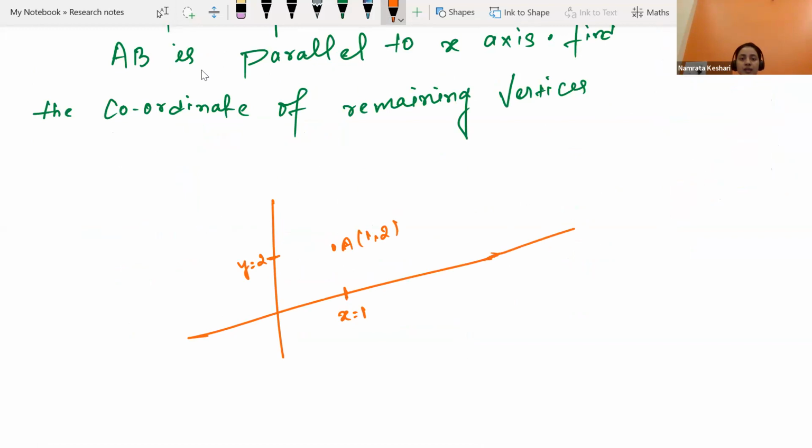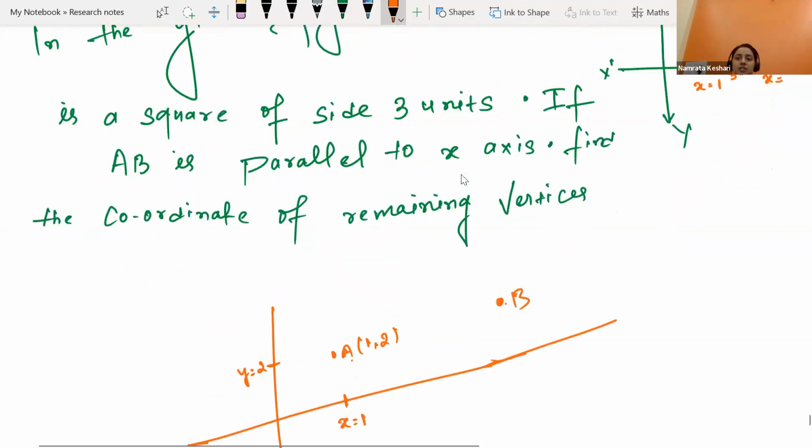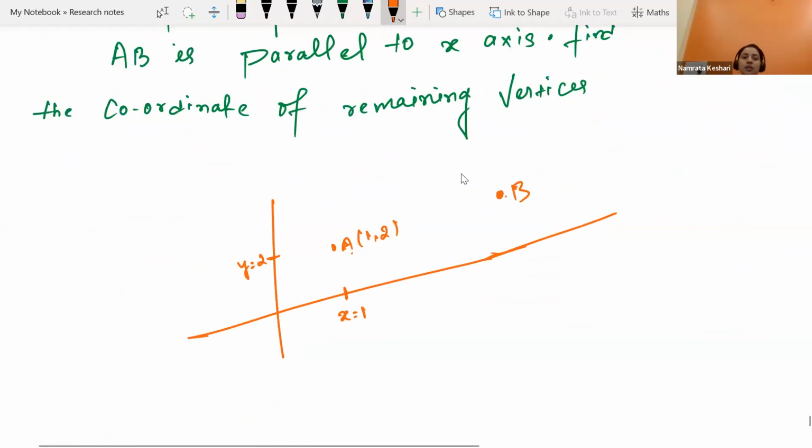If you have a random point B, and the distance between A and B is 3 units, that means x will be, previously it was 1, and 3 more. So x will be 4 at B. The coordinate of B, x will be 4, and y, since it is just straight, will be 2. Can we say it will be 2? Yes, ma'am.